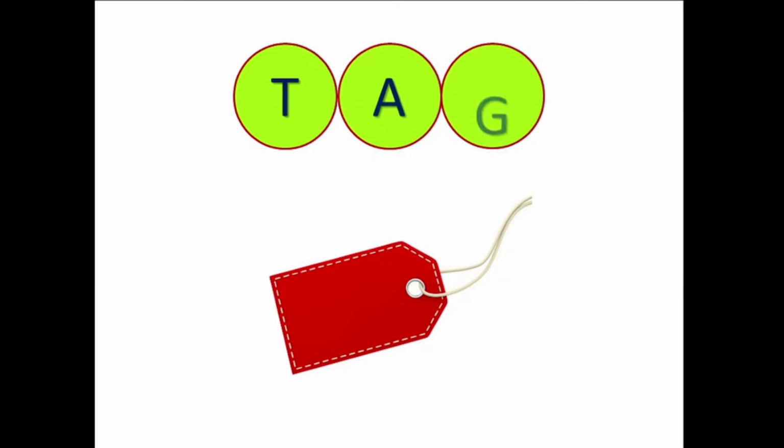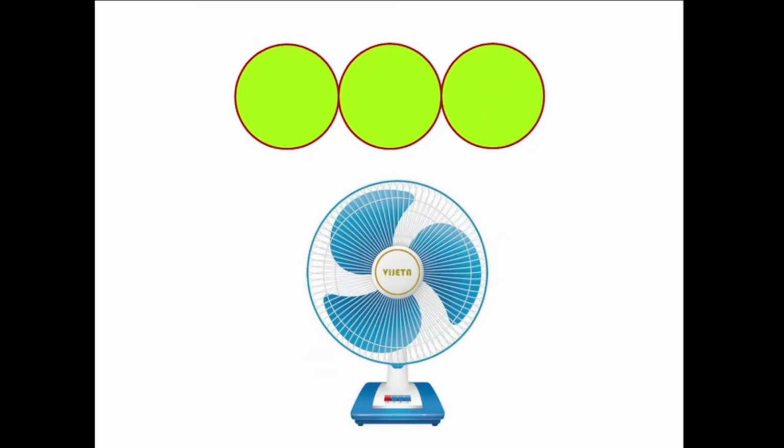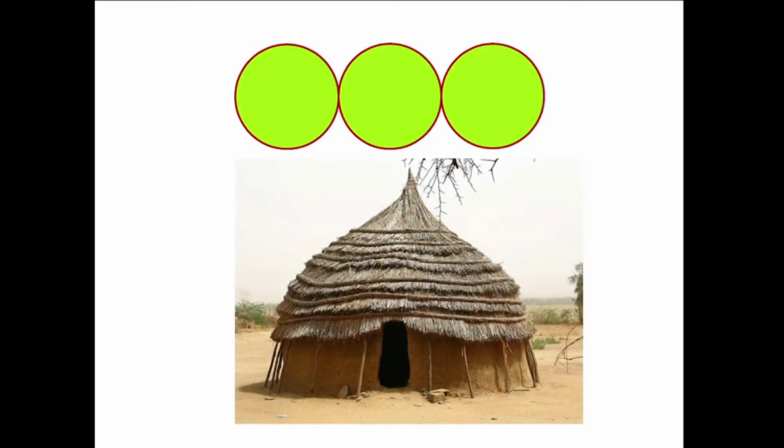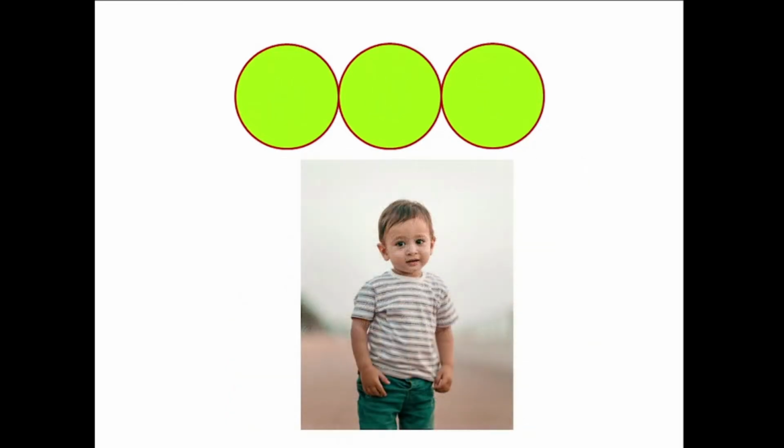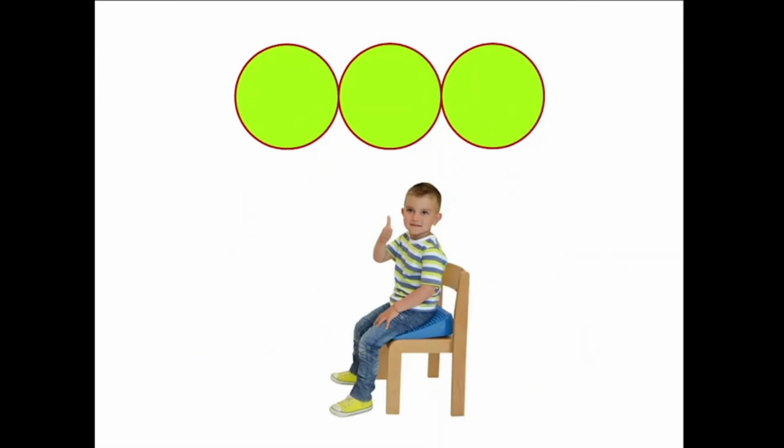A, G, tag. A, N, fan. A, T, hut. K, E, D, kid. S, E, T, sit.